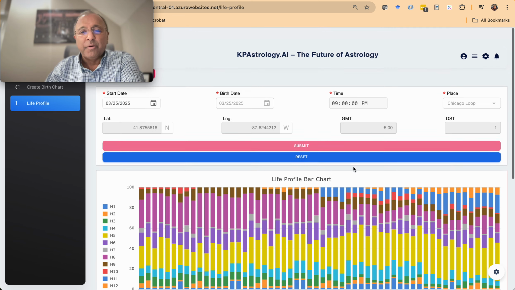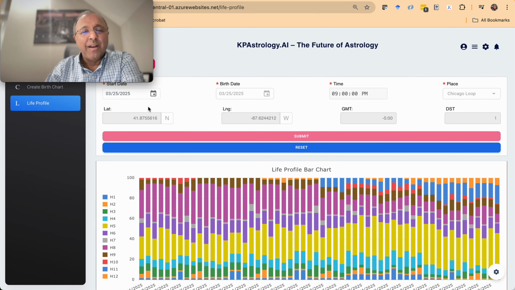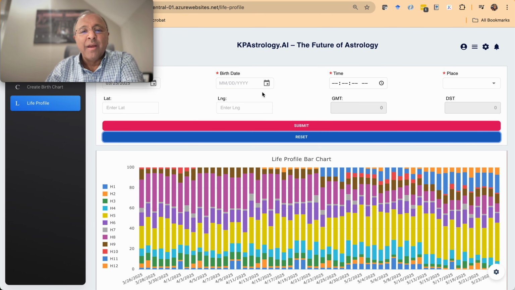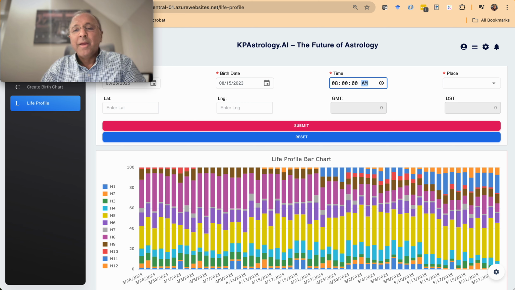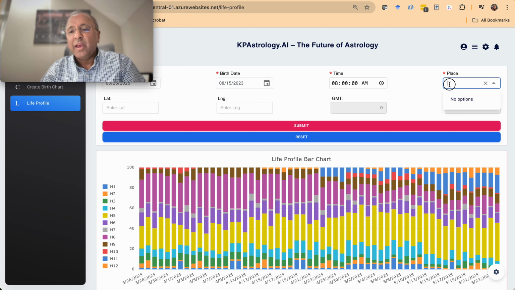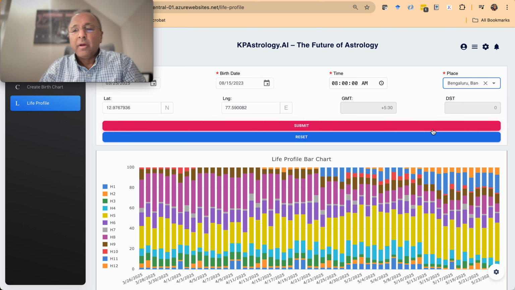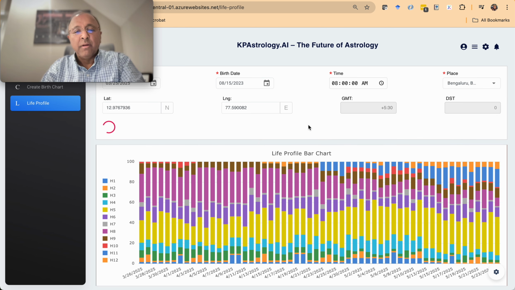Now, this is one person's chart. Let's assume we go back and we reset this time and date and we use some other date. Let's take 08/15/2023 and then plug in a time of 8:00:00 a.m. and we take the place as, let's say, Bangalore. If you do this, it takes the rest of the details, we submit it.